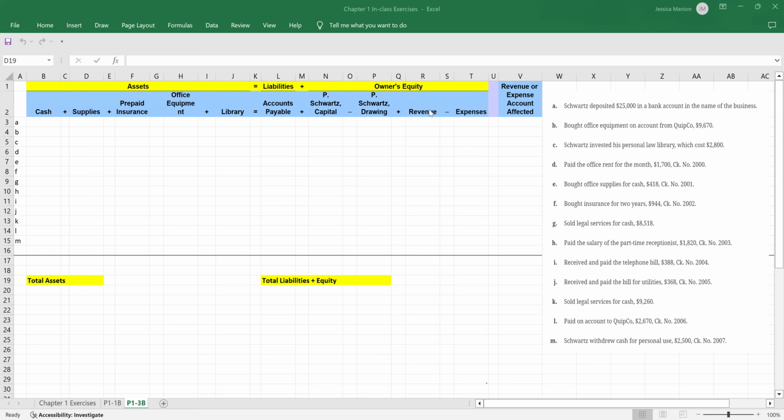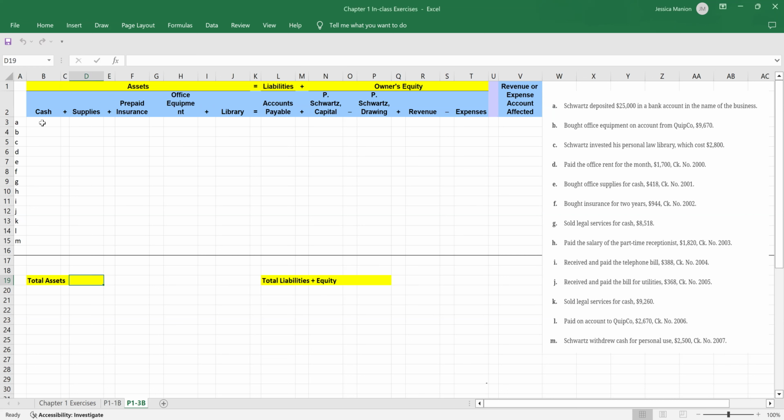The problem says, P. Schwartz, attorney at law, opened his office on October 1. The account headings are presented below. Transactions completed during the month follow. So we've got these transactions, letter A through M, and I've got them copied here into our file so we can see those as we're going through.